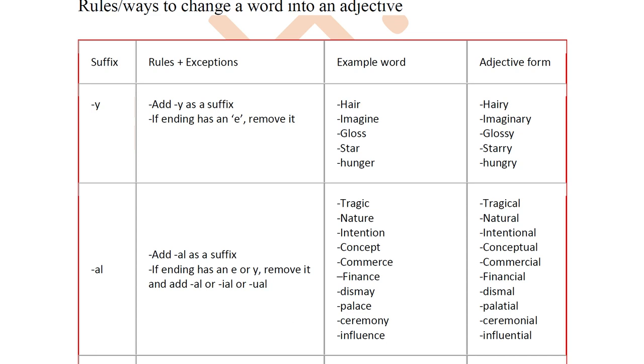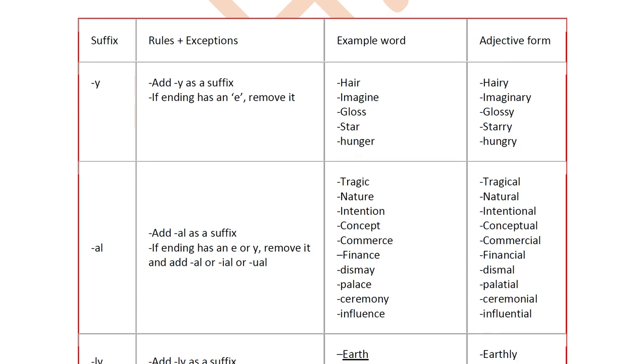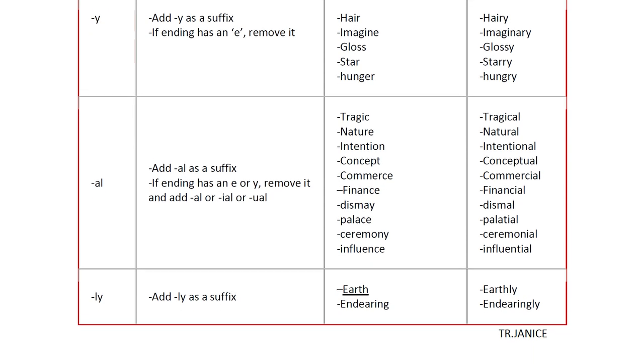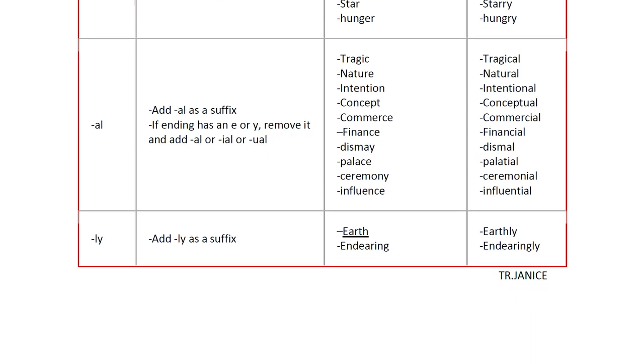Intention, intentional. Concept, conceptual. Commerce, commercial. Finance, again you're removing the E. Financial. Dismay, here ending with Y. So remove the Y and add AL. Here you only have to add L because A is already there. Palace, palatial. Ceremony, ceremonial. Influence, influential. Yes, so here also you see all the changes that are made. Wherever there is Y, it's removed and IAL is added in ceremony. Wherever influence last word E is removed and IAL is added.